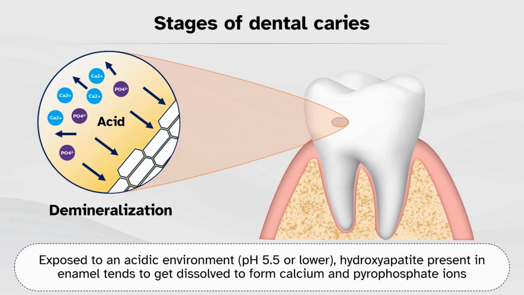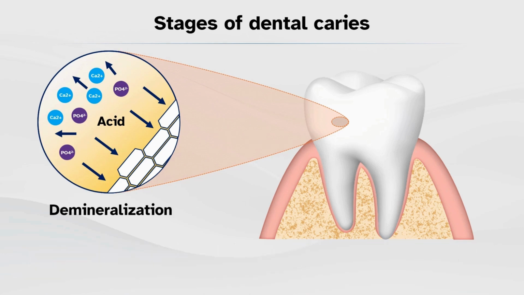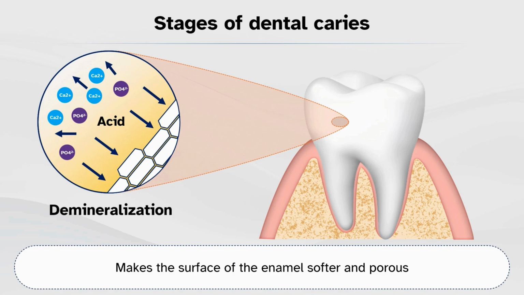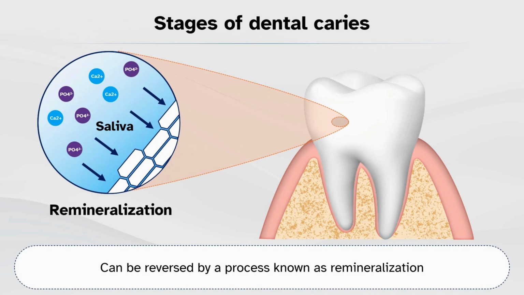When enamel is exposed to an acidic environment of pH 5.5 or lower, hydroxyapatite present in enamel tends to get dissolved to form calcium and pyrophosphate ions. This makes the surface of the enamel softer and porous. The good news is that in its initial stages, when the cavity is not formed, it can be reversed by a process known as remineralization.